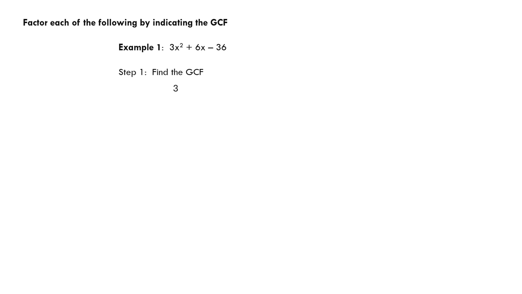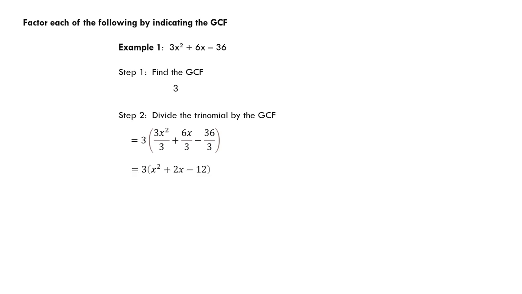Now, once we've determined that the 3 is the greatest common factor, we divide the entire trinomial by the greatest common factor. And once we simplify that, we get 3 bracket x squared plus 2x minus 12.